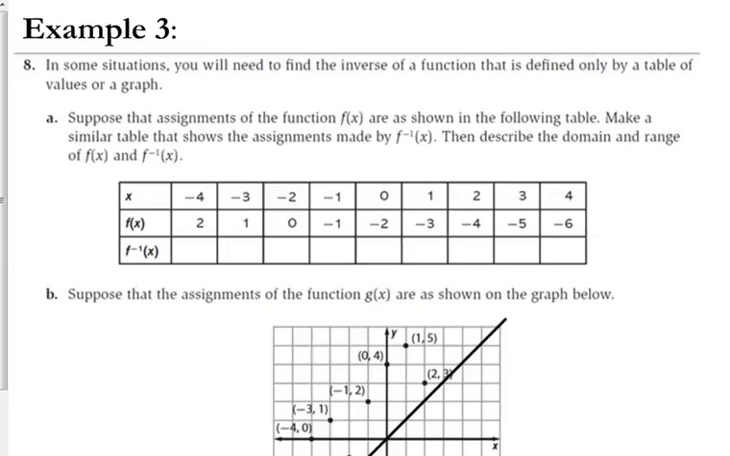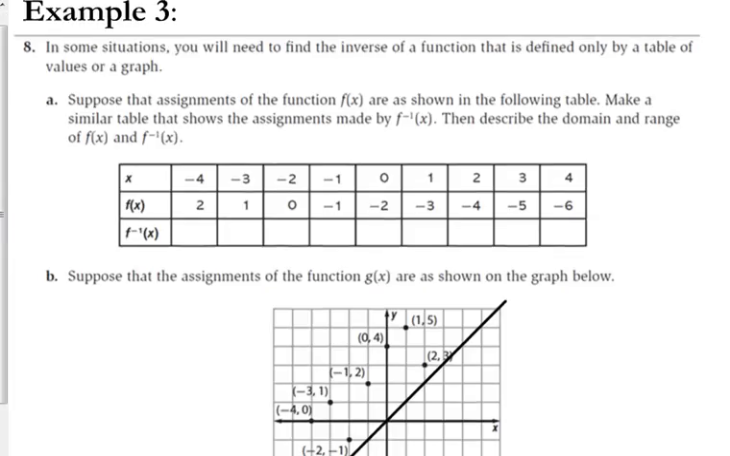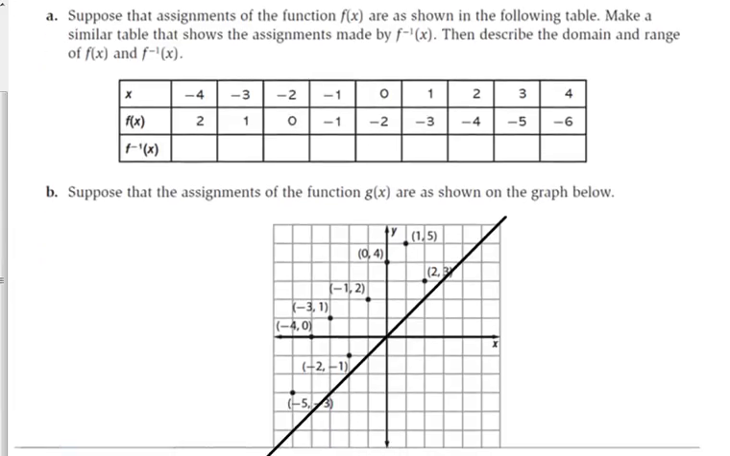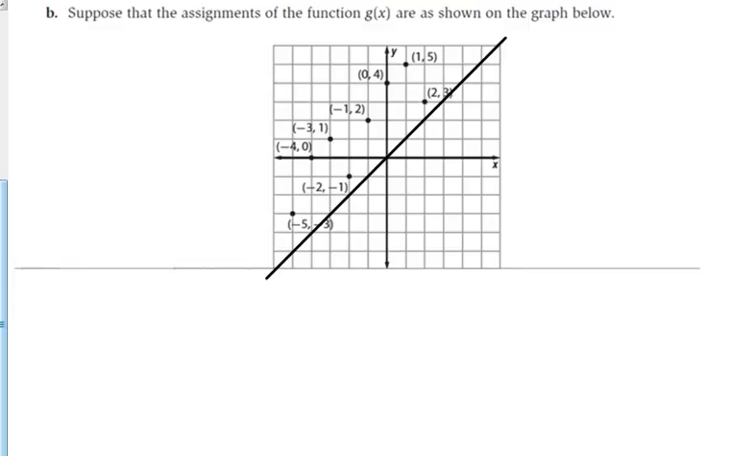Let's look at graphically. Okay, graphically, in some situations, they will give you just a table or they'll give you just a graph. Now, we're going to look at the graph first because I think it's easier to visualize than the table is. The table can be a little confusing. Let's look at the graph first. Okay, so these points represent the function g of x, and we want to graph the inverse.